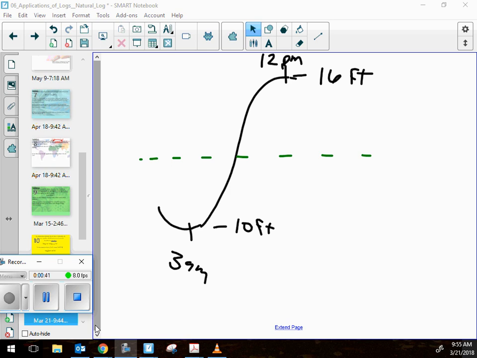So here's a typical tide question, and I'm going to give you a second to write an equation for this tide situation. 3 a.m. low tide, 10 foot, noon, 16-foot high tide.